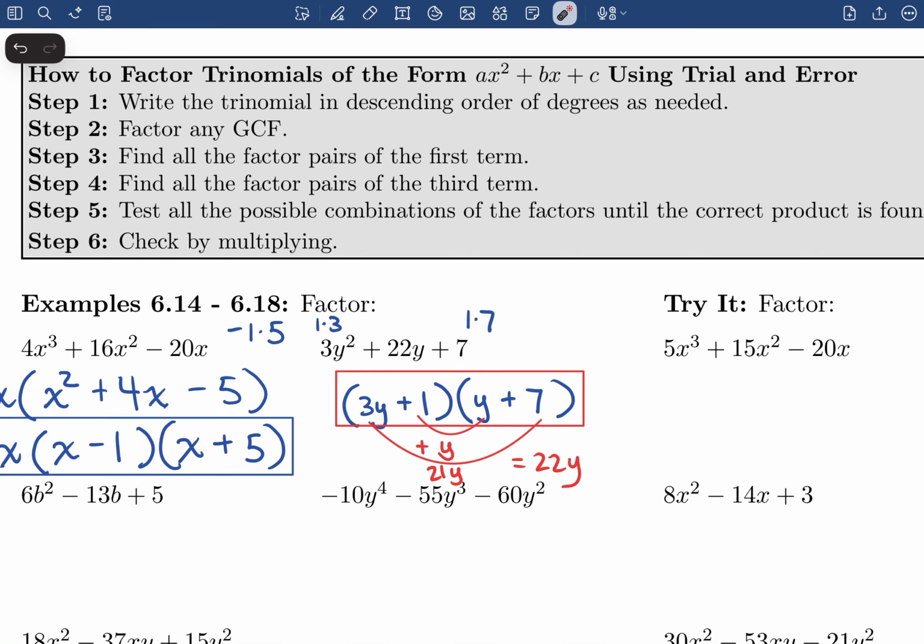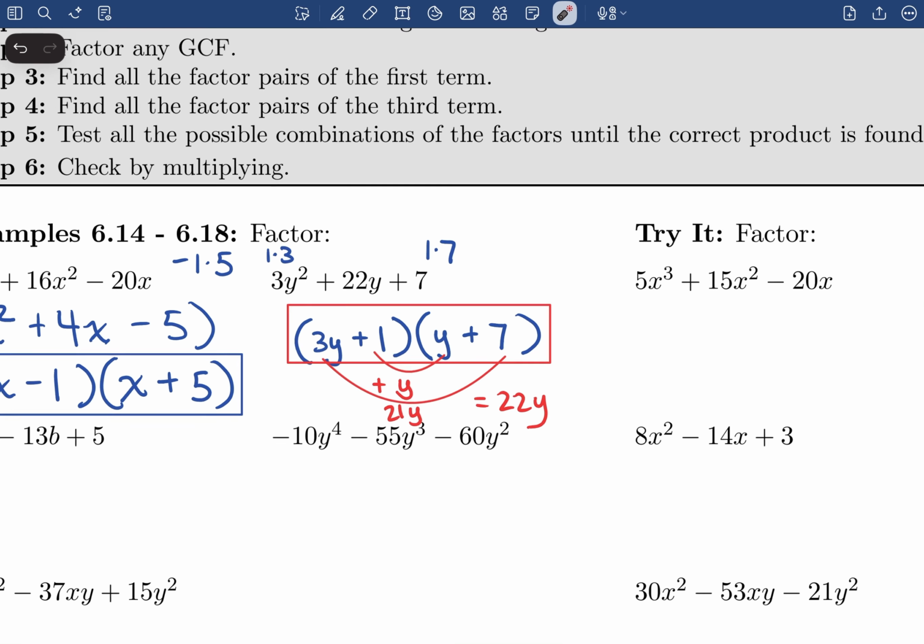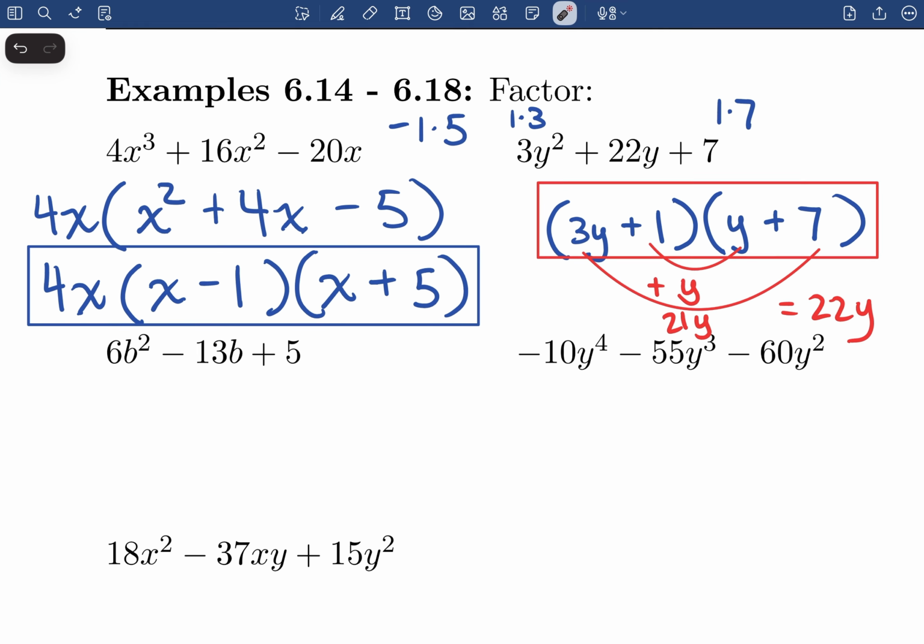Check by multiplying. If we multiply by foiling 3y times y, 3y times 7, 1y times y, and 1 times 7, it would give us 3y squared plus 22y plus 7. Great. So you could always check by foiling. Let's go ahead and address another problem.